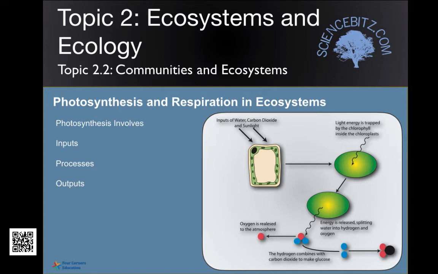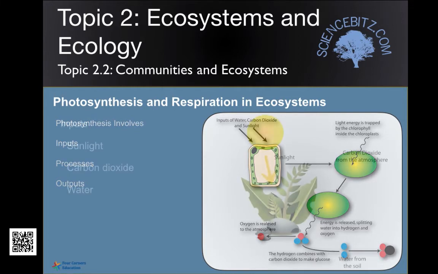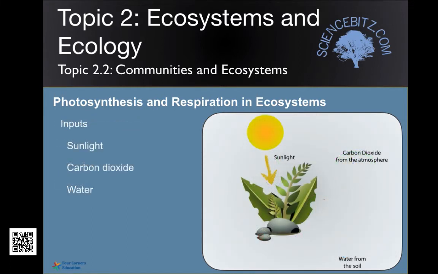So what are the inputs? Well, we have an input of sunlight, an input of carbon dioxide, and we also have an input of water. Sunlight obviously comes from the sun, carbon dioxide comes from the atmosphere, and water in the main comes from the soil. However, there are some plants with aerial roots that can actually capture moisture from the air around them.